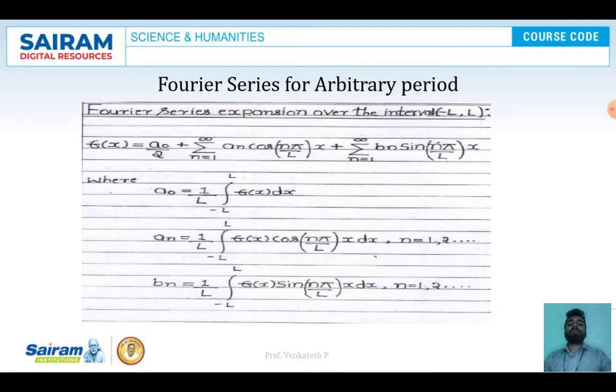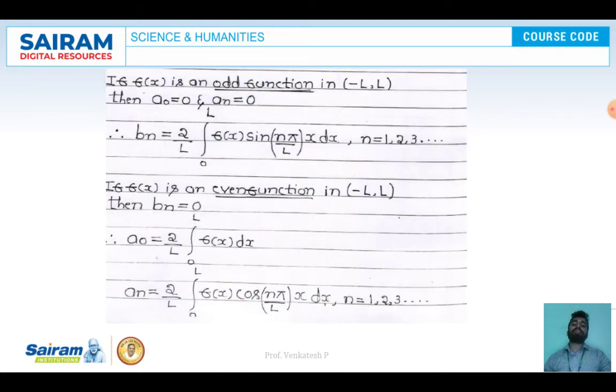So here also we'll be following two cases. The first case is the function is an odd function in the interval minus L to plus L. The function is odd means the value of a naught will be equal to 0, a n will be equal to 0, and only bn we have to calculate with this formula, that is 2 by L integral 0 to L f of x sin n pi by L x dx, for n is equal to 1, 2, 3 and so on.